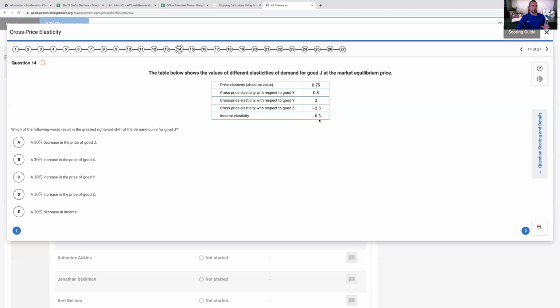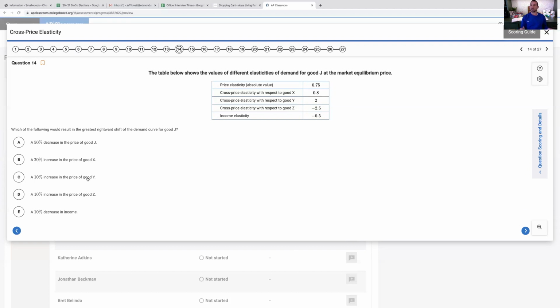Okay, so what's going to cause the greatest rightward shift of the demand curve for good J? So what's tricky here is your answer is either B or C. Okay, it's not D because an increase in the price of good Z, remember these are good Z and good J are complementary goods because we know that because of the negative coefficient. So if the price of good Z goes up, that's going to result in a shift to the left of good J. You're going to buy less of good J because you're buying less of good Z because the price of good Z went up, right? So your answer is either an increase in the price of X, so you buy more of J, or an increase in the price of Y, so you buy more of J.